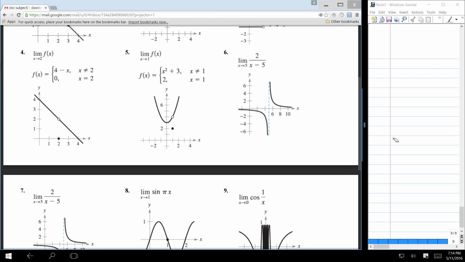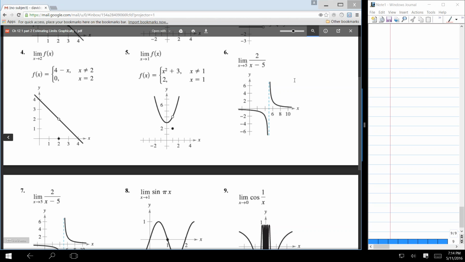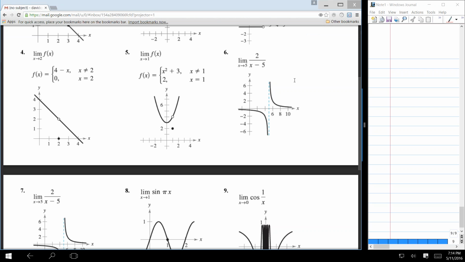About number 5. As we approach 1 from the left, what is the limit? 4. From the right, 4. What's the limit as we approach 1? 4. Good.